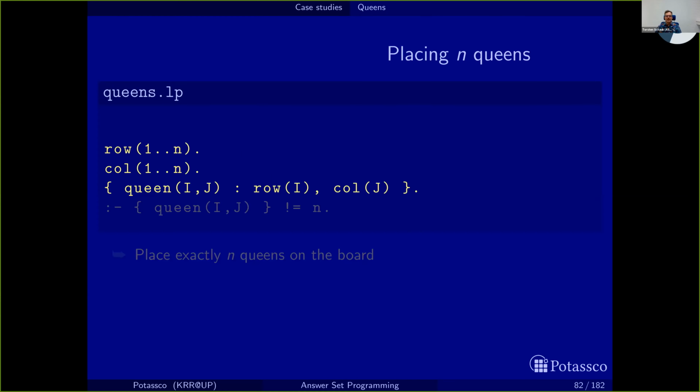Now let's actually say that we want to place exactly n queens on the board. And again, let's do this didactically first. And I do this with an integrity constraint. And keep in mind, with an integrity constraint, I have to formulate it negatively. So I have to say there must not be a number unequal to n.